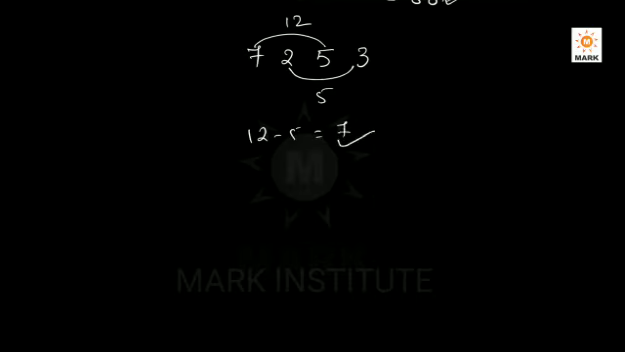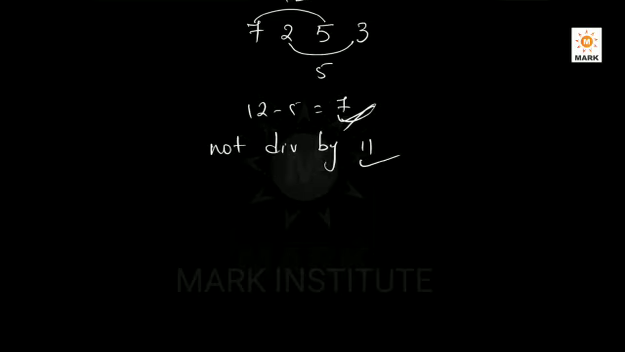Now suppose one more example. 7253. Some random number I have taken. So this sum is 12. So this sum is 5. So 12 minus 5 is 7. So no, this number is not divisible by 11 because 7 is not equal to 0 or 11 or multiples of 11. So this number is not divisible by 11.